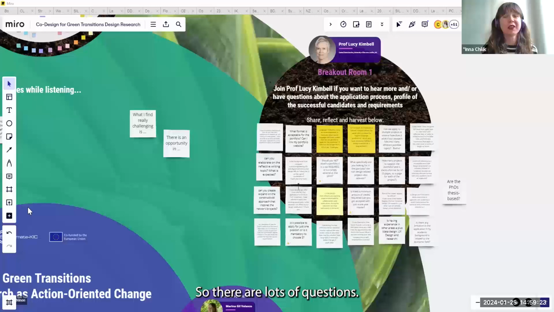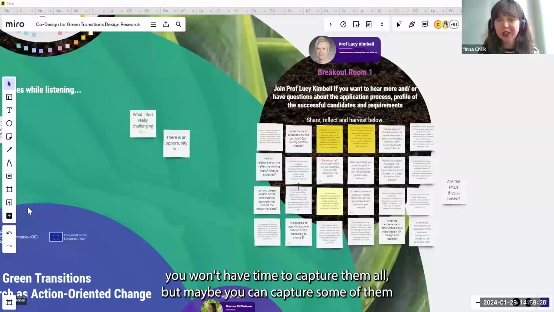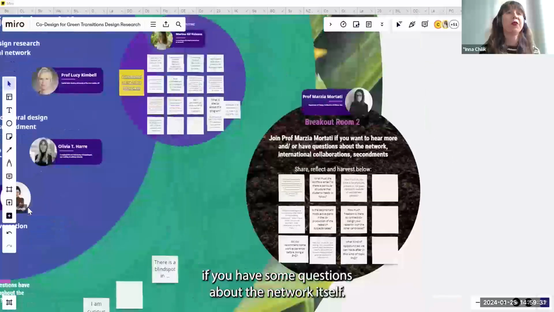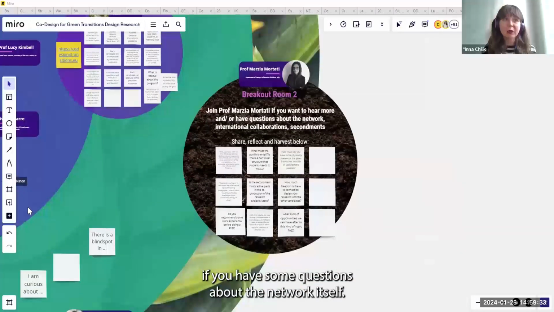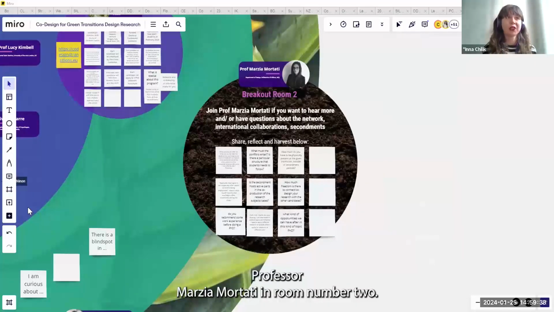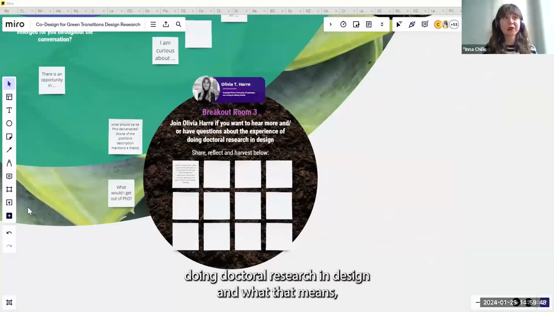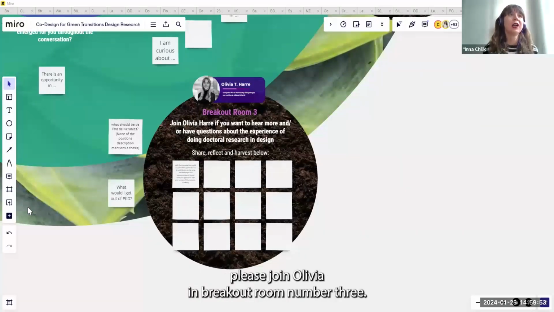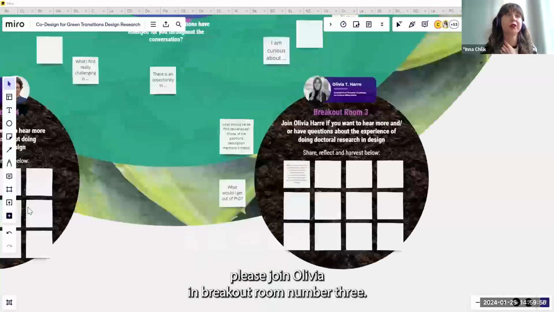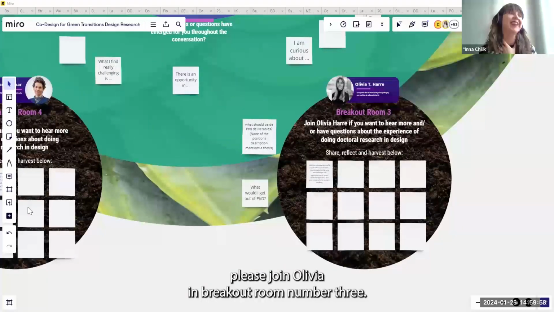Yes, there are lots of questions, so of course you won't have time to capture them all, but maybe you can capture some of them. If you have questions about the network itself, international collaborations and secondments, please join Professor Marce Murtati in breakout room number 2. If you want to hear more about the experience of doing doctoral research in design and what that means, please join Olivia in breakout room number 3.